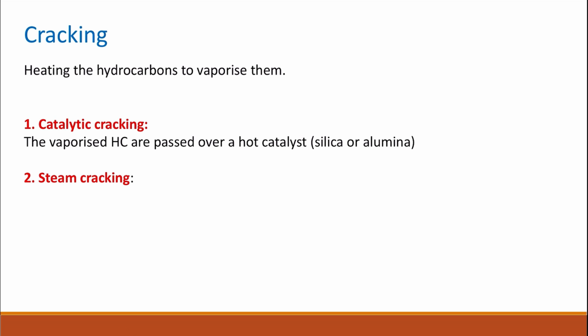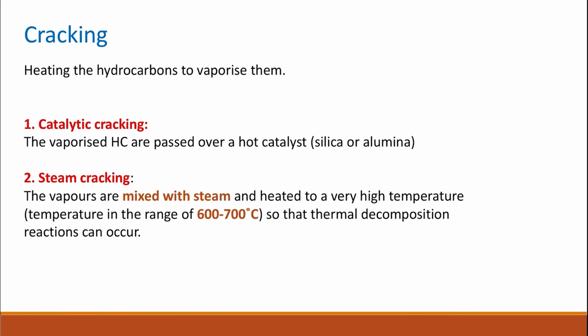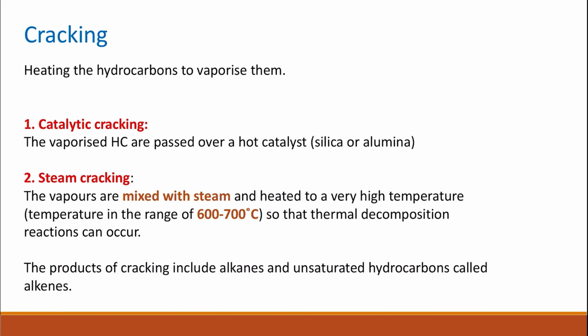Or we could use steam cracking, and in steam cracking, the vapors of the hydrocarbons are mixed with steam and heated to a very high temperature that can reach up to 600 or 700 degrees so that thermal decomposition will then occur. The products of cracking will be shorter chain alkanes and also alkenes.